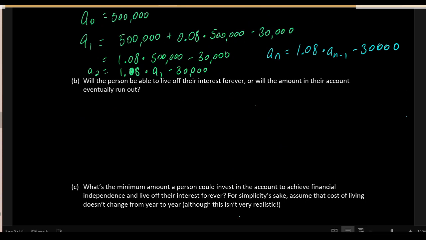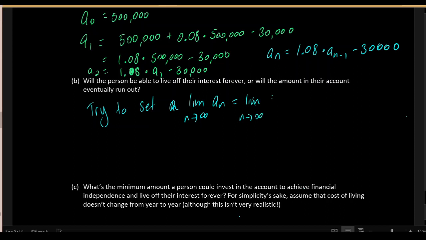Now, one option would be to try to set a_n, the limit as n goes to infinity, of a_n equal to the limit of a_{n-1} equal to L. But this method may not get you the correct answer, because as of this moment, we don't even know for sure whether or not this limit exists.